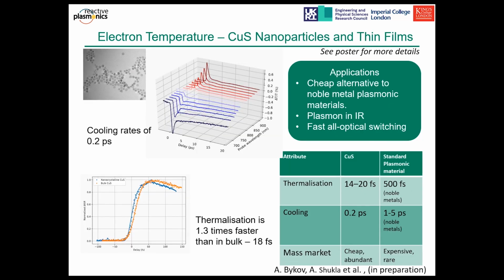Briefly, I want to discuss copper sulfide nanoparticles and thin films, which offer a cheap alternative to traditional plasmonic materials such as gold and silver. Copper sulfide has a favourable plasmonic response in the infrared, and not only has a cost advantage when comparing with traditional plasmonic materials, but also offers faster heating and cooling times of electron temperature when illuminated with an ultrafast laser pulse. For more details, please see the poster by Anton Bykov.